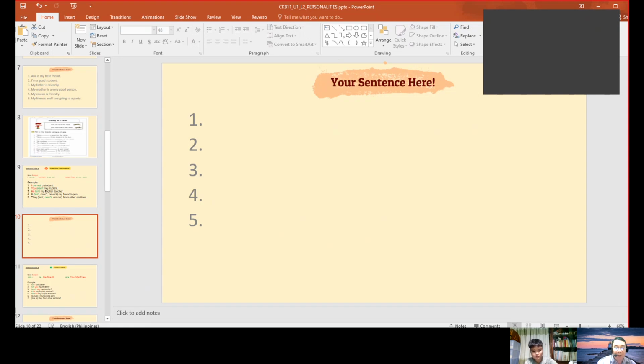Okay, again, remember in making a sentence, you have to begin your sentence with the capital letter and end your sentence with a punctuation mark.